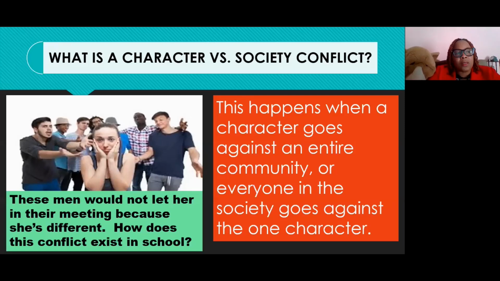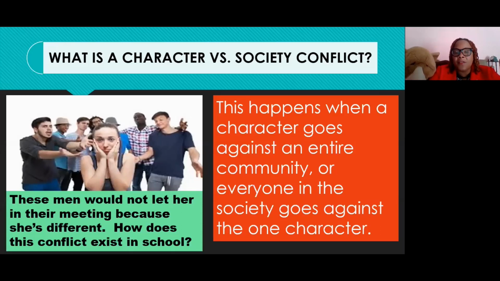Now, in schools, we tend to treat some people differently because they're different from us. And that's a character versus society conflict as well. If everybody's treating one person different, do we have any examples of that in school? Definitely, yes, we do. Unfortunately, that's something that happens across the entire world. And one of the things we don't like to talk about is the way we treat foreigners. We're supposed to treat everybody the same.